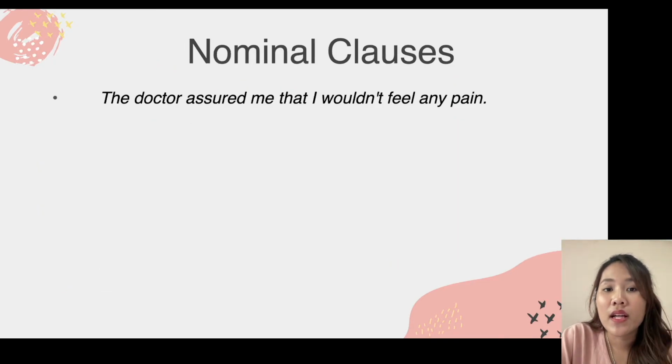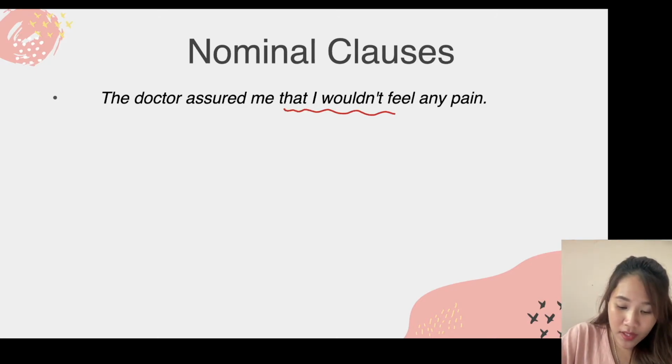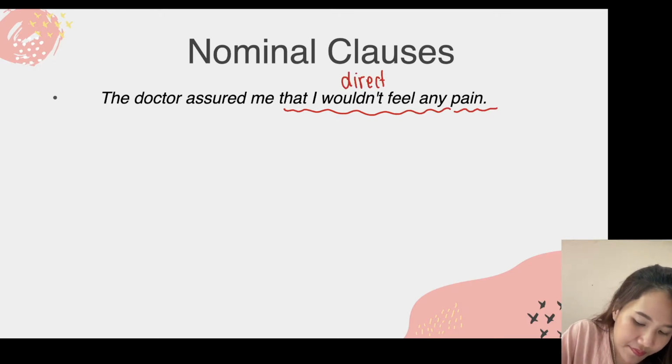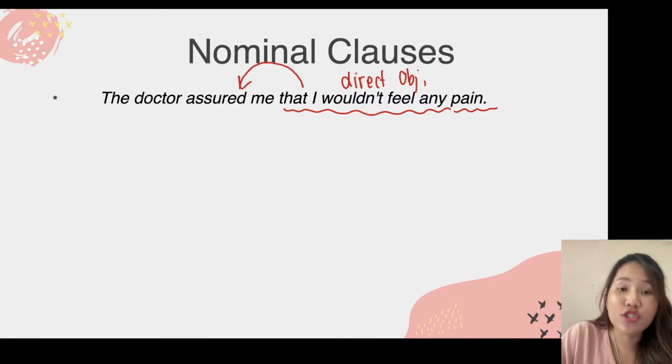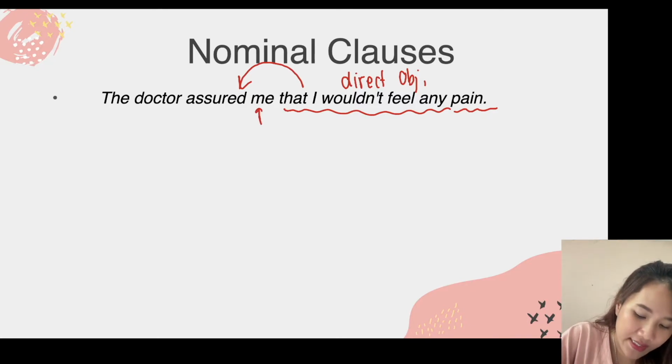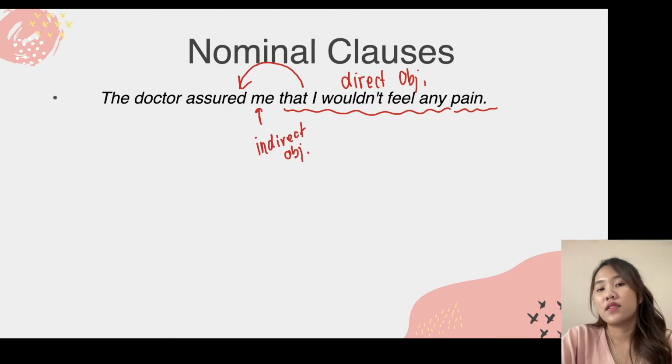More example: the doctor assured me that I wouldn't feel any pain. So that I wouldn't feel any pain is the nominal clause functioning as the direct object of the verb assured. The doctor assured that I wouldn't feel any pain, and assured that information to me. So that I wouldn't feel any pain is a direct object, and me here is the indirect object. Okay.